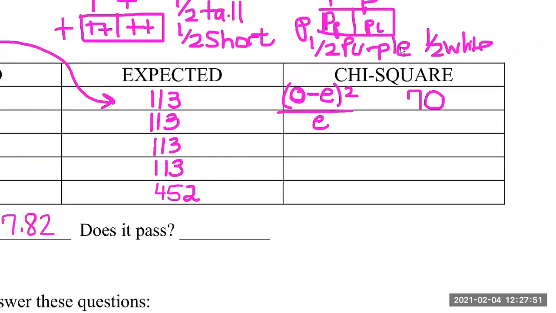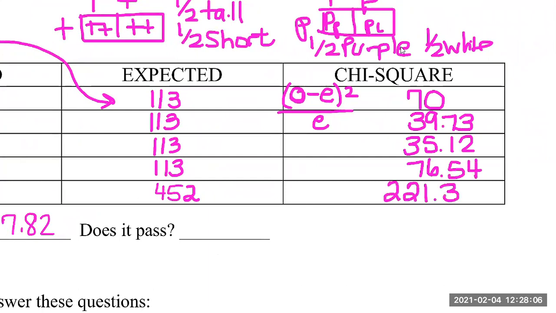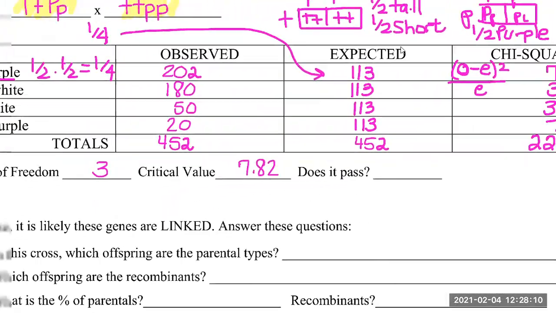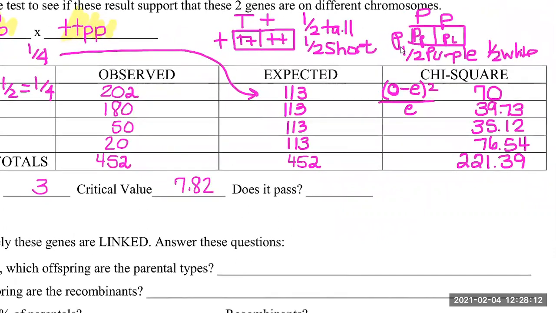So for this first one, I get 70, 39.73, 35.12, and 76.54. And when I add all of that up, I get 221.39. So my critical value is 7.82. My degrees of freedom is 3. I'm not going to go through how to find that, but this clearly does not pass. So this fails the chi-square test.